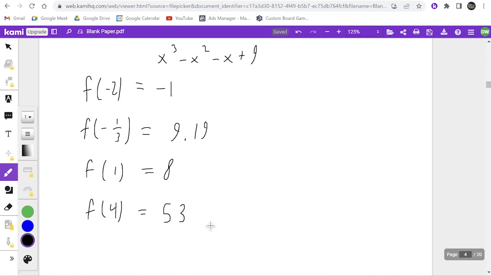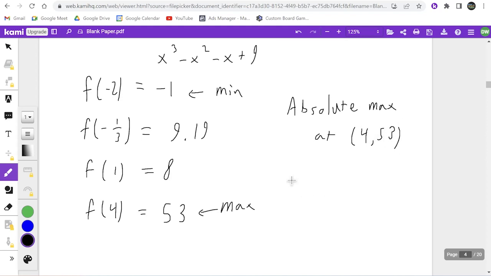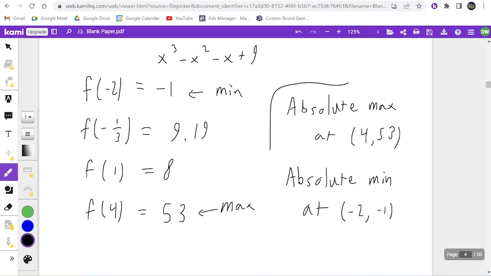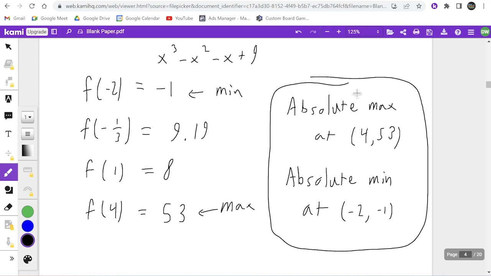So as you can see, because of the cube, it's going to explode for really big values of x. So anyways, we can clearly see here, there's my minimum. There's my maximum. And then, of course, I'm going to write it all fancy: I've got an absolute max at 4, 53. And then we've got an absolute min at negative 2, negative 1. And there we go. That's it for today.